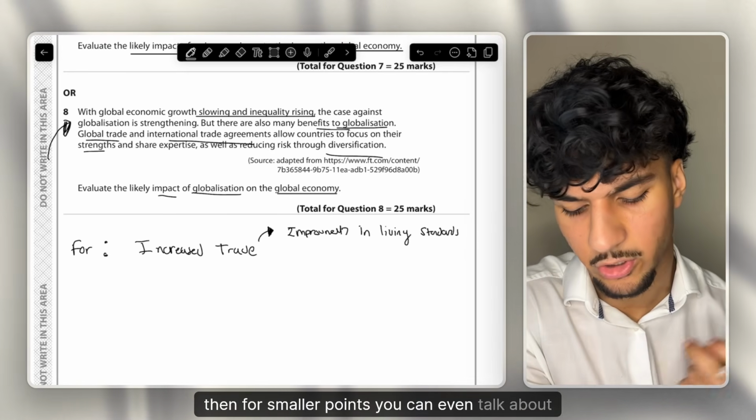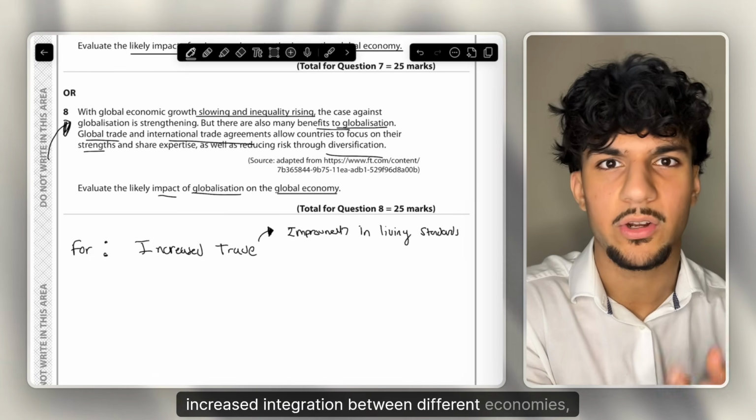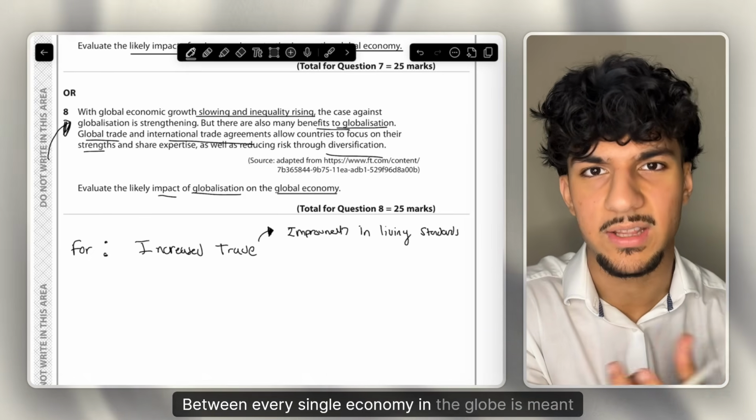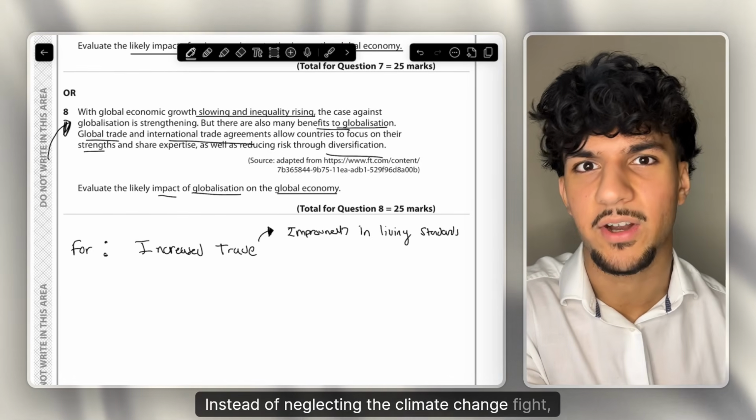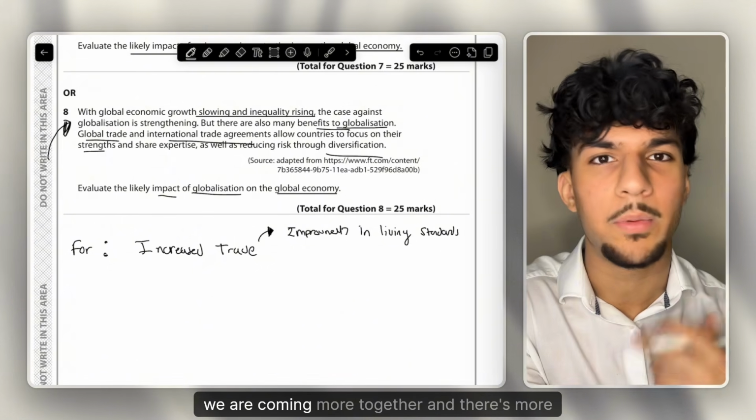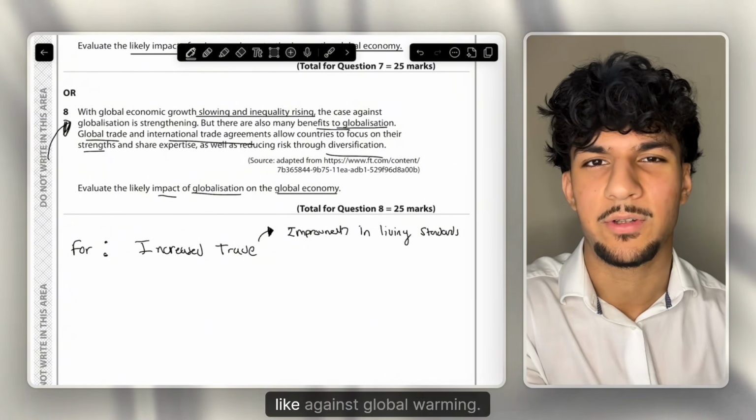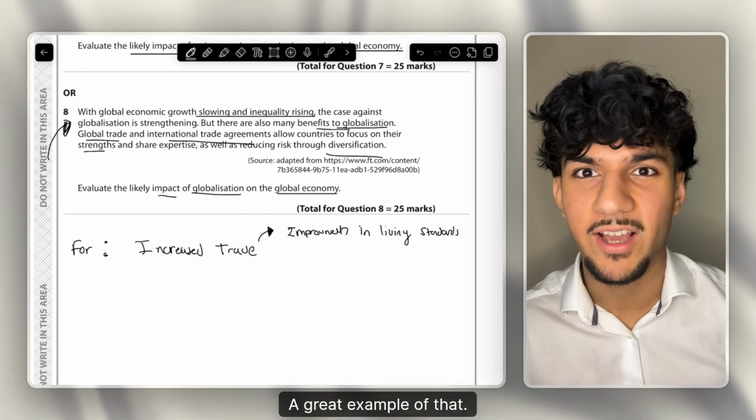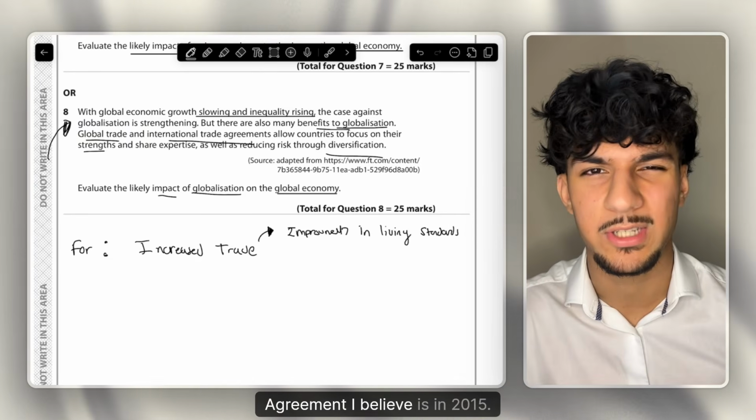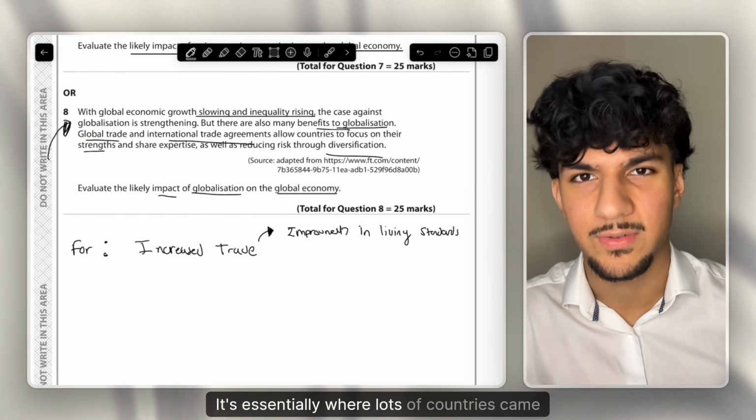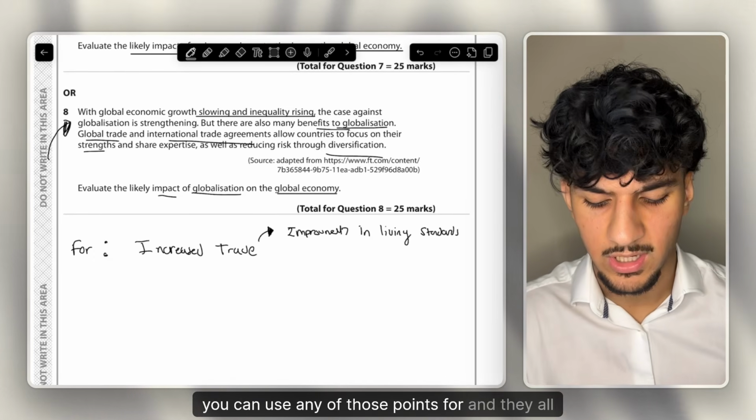And then for smaller points, you can even talk about things like the environment. With the globalization now occurring, with increased integration between different economies, between every single economy in the globe, it has meant that instead of neglecting the climate change fight, we are coming more together, and there's more regulation to try to fight global warming. A great example of that, I actually learned this from a student who was very passionate about global warming, is the Paris Agreement. I believe it was in 2015. It's essentially where lots of countries came together to agree to reduce carbon emissions. But yeah, you can use any of those points and they all work.